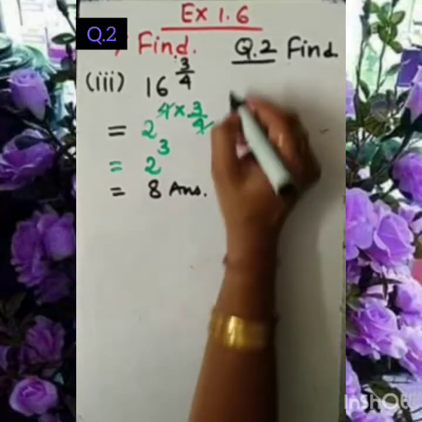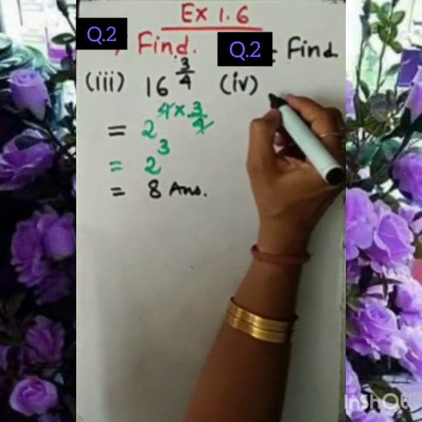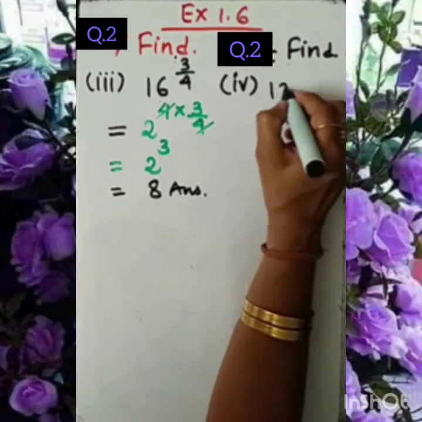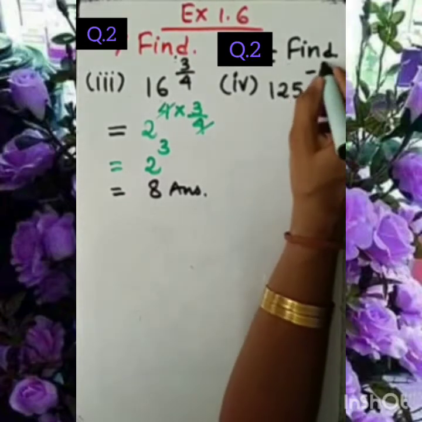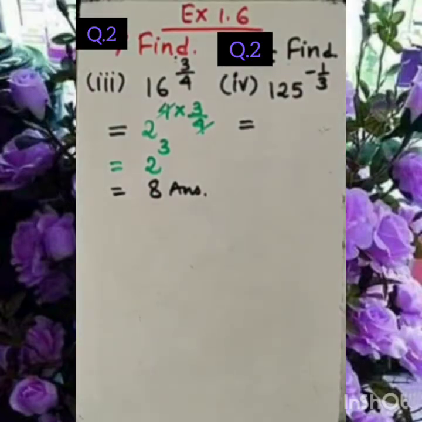Fine. Now the same procedure we are going to do for the fourth part. The fourth part is having a minus power. This is a new thing, but it's very simple. 125 to the minus 1/3 power. Very simple, very easy. Look at your screen.